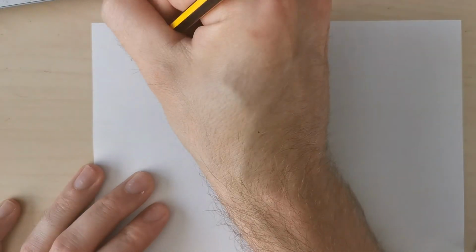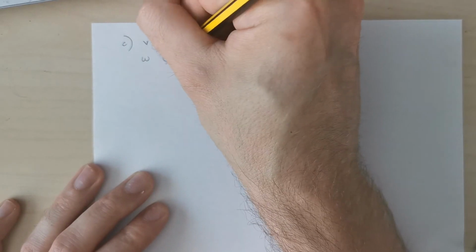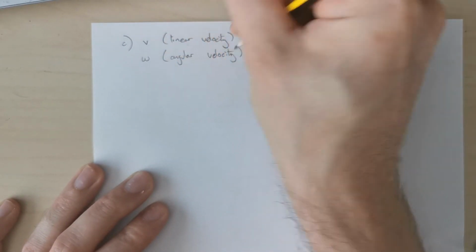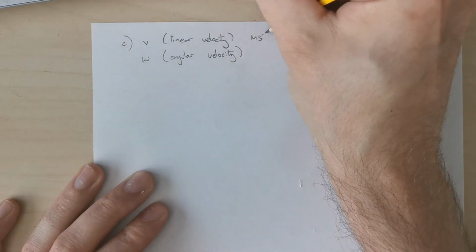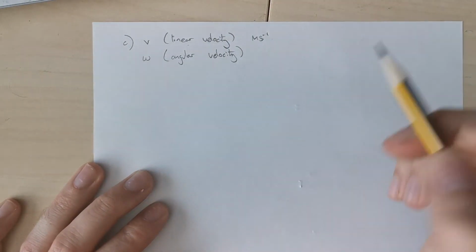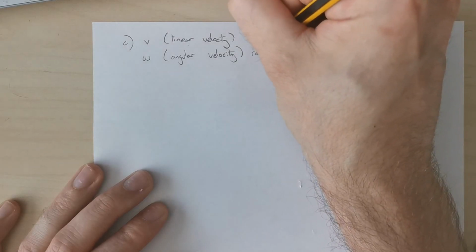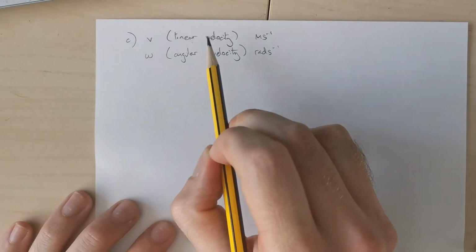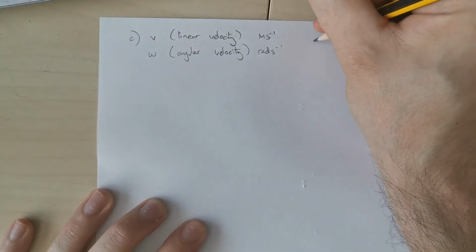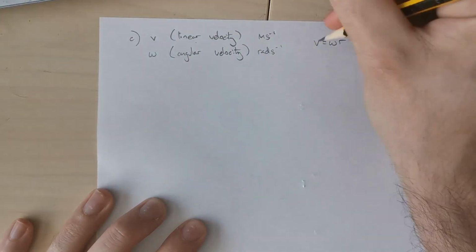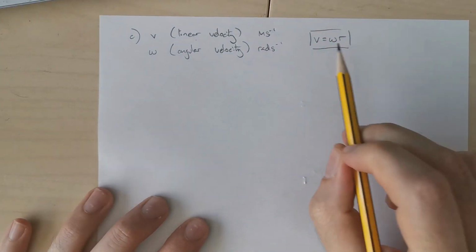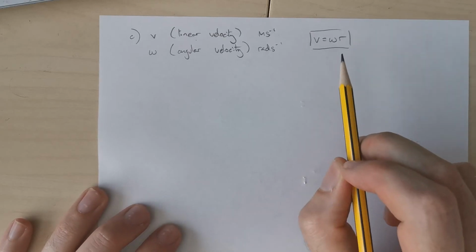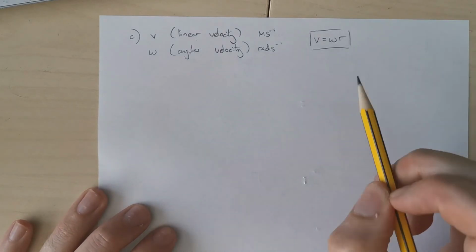And angular velocity is often represented by omega. Units tend to be meters per second for linear velocity. Angular velocity has units of radians per second. And the link between linear velocity and angular velocity in circular motion is that the linear velocity is equal to the angular velocity multiplied by the radius of the circle in which the motion is taking place.